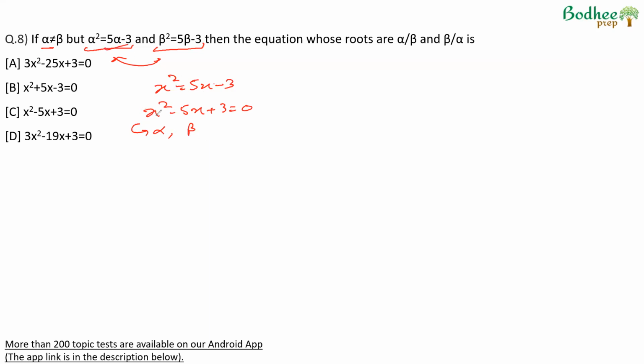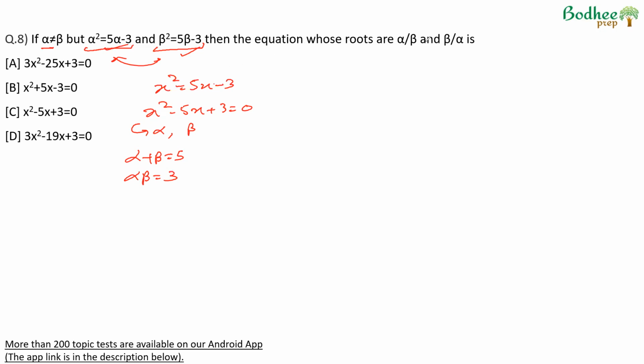If we put beta square minus 5 beta plus 3 will be 0, we'll get the second part. And therefore, we have a quadratic equation with roots alpha and beta. And therefore, we can say sum of roots alpha plus beta is minus of minus 5 by 1, which is 5. And alpha into beta is c by a, which is 3.